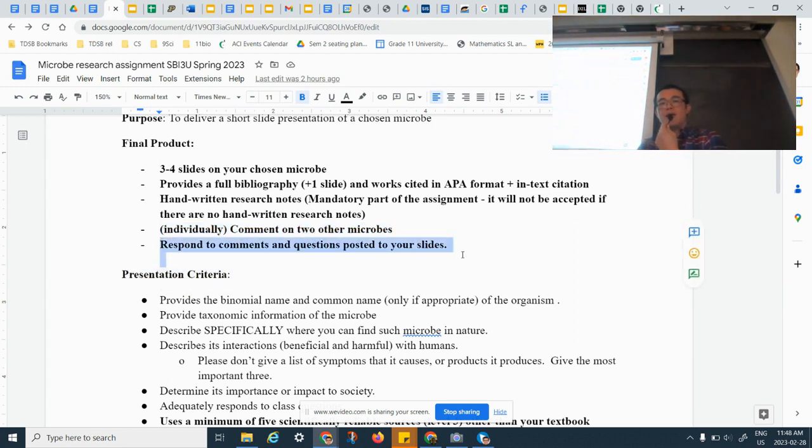And you will respond to comments or questions that are posted on your slide. I would actually ask people, if you notice that this microbe has like 15 comments, or more than 2 or 3 comments already, comment on some other slides which don't have many comments, okay? But you will either individually or as your group respond to comments or questions on your slides. Are we clear so far?